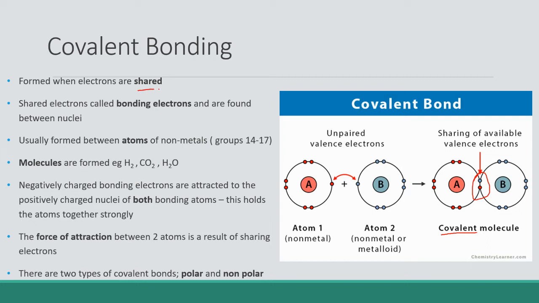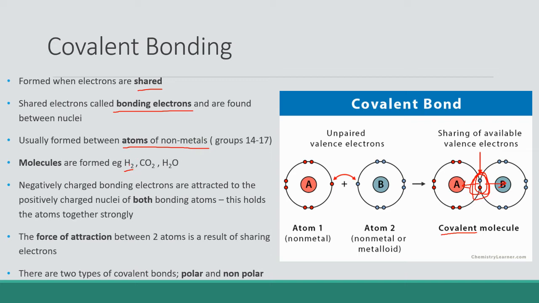So covalent bonding is all about sharing electrons. Shared electrons are called the bonding electrons and are found between the nuclei, so there is an attraction between here and here. We have a pair of electrons that are bonding electrons, and we need to remember that they form between atoms of nonmetals. So if we look out for compounds that are made of nonmetals, then we will find some covalent bonding going on.